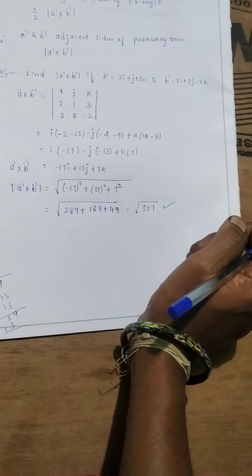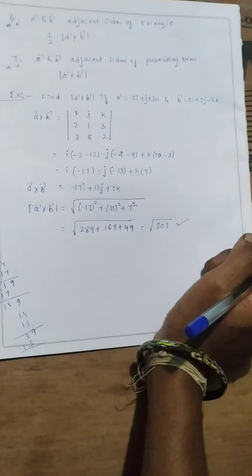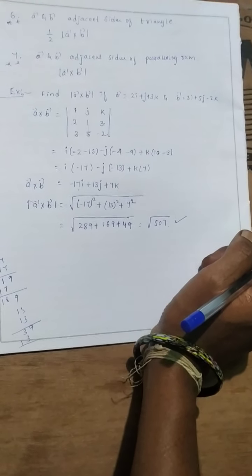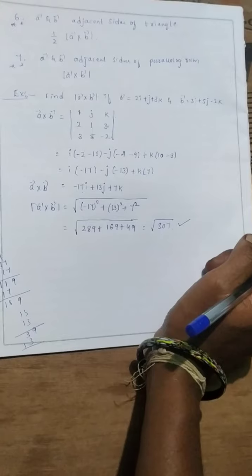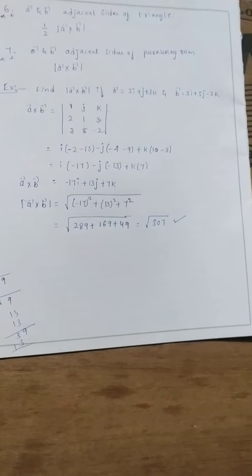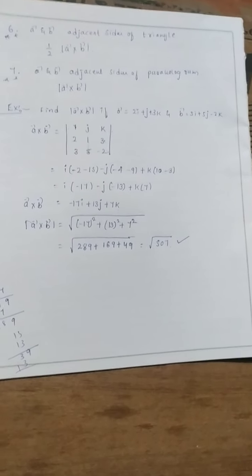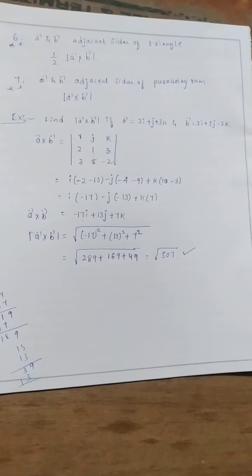Okay, hope you understood this one. Look up the definition and the observations, then this example. We'll do the remaining examples as well as the exercise in the next class. That will complete your chapter on vector algebra. Okay, thank you guys.